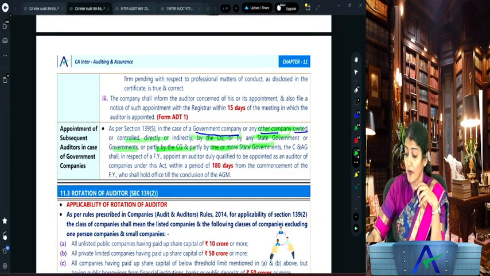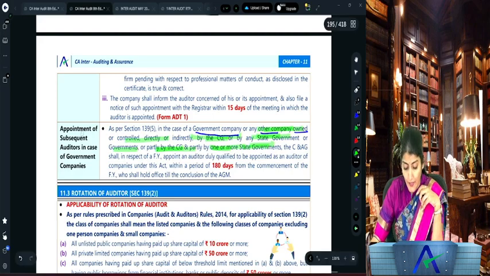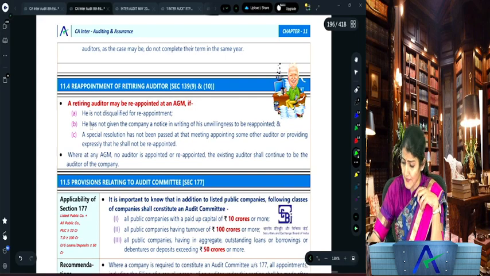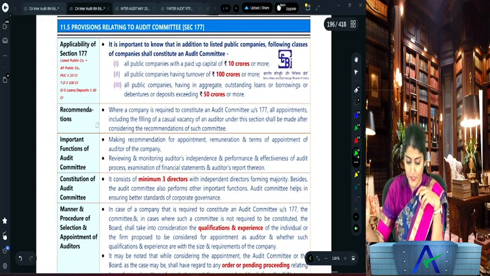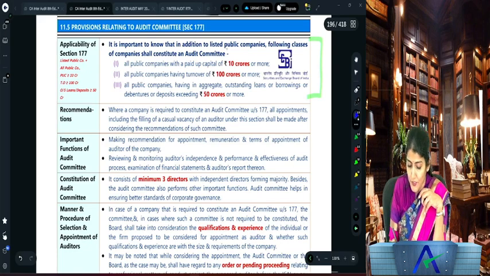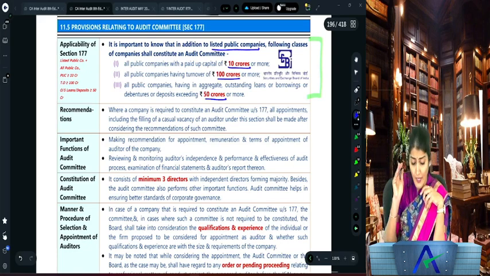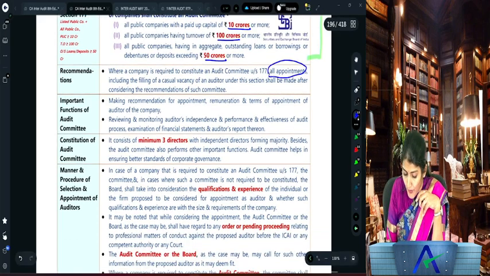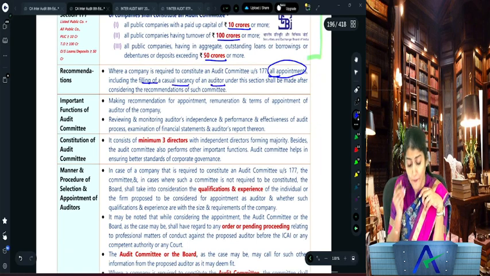All appointments of the auditor, including the filling up of the casual vacancy, have to be recommended by the audit committee. So one, we have studied which companies are required to constitute an audit committee. So listed companies, then 10 crore, 100 crore and the 50 crore. Then what does it say? All appointments, including the filling of the casual vacancy of an auditor, shall be made after considering the recommendations of the committee.